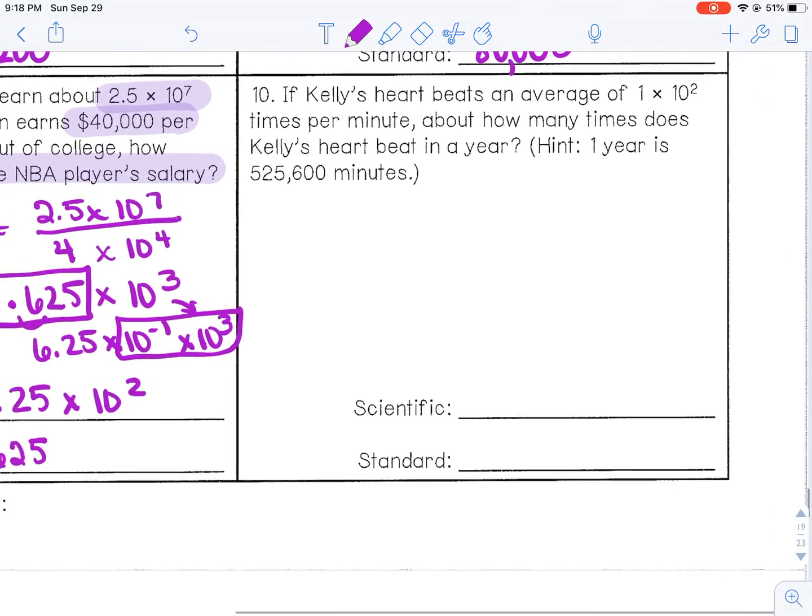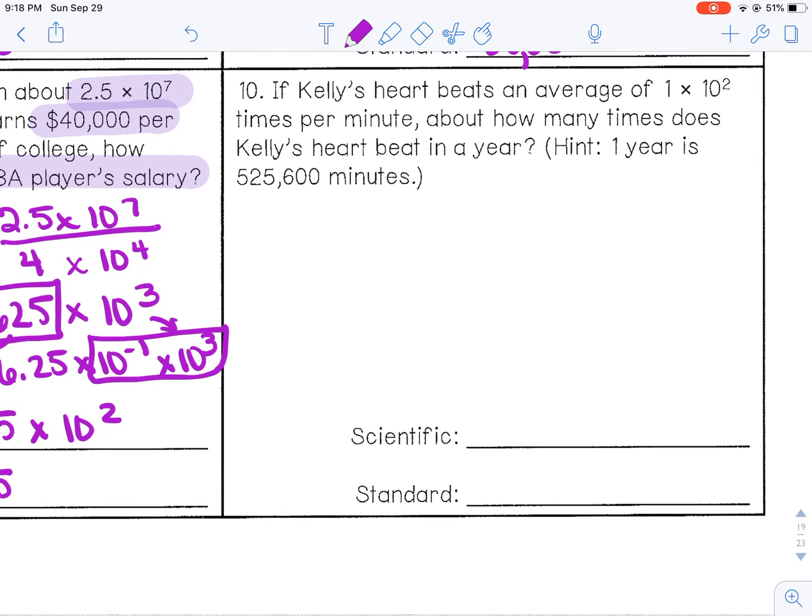Okay, and the last one, number 10. If Kelly's heart beats an average of 1 times 10 to the 2nd power times per minute, how many times does her heart beat in a year? They give us a hint that 1 year is 525,600 minutes. All right, so let's convert that to scientific notation. So that would be 5.256 times 10 to the, let's see, we move that decimal over 1, 2, 3, 5 times. 10 to the 5th power.